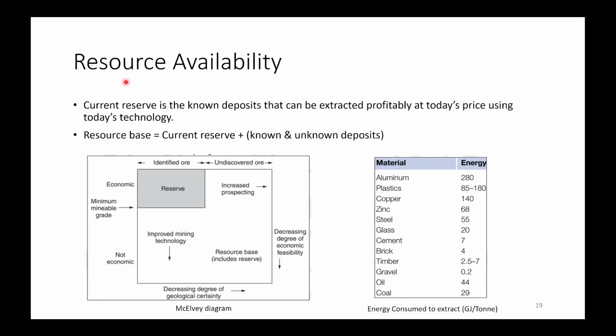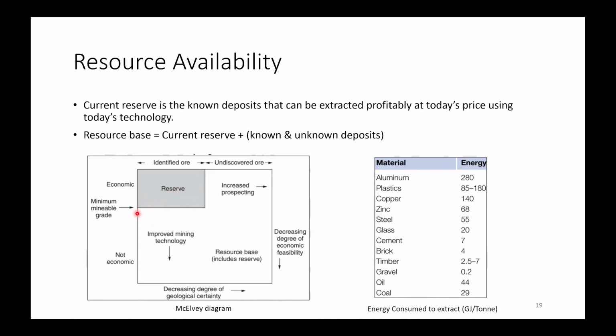Resource availability. Current reserve is the known deposits that can be extracted profitably at today's price using today's technology. So this is the reserve in your McKelvey diagram.